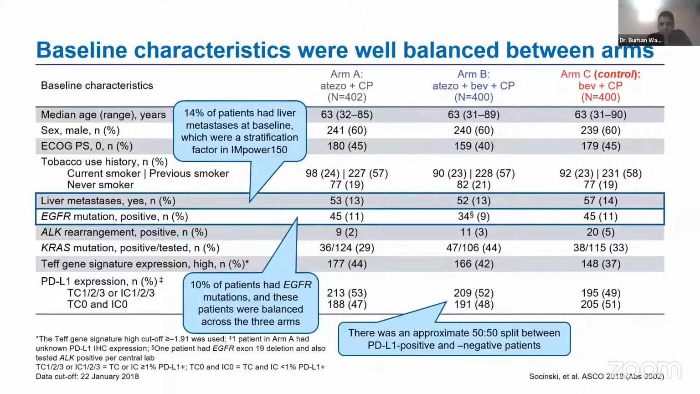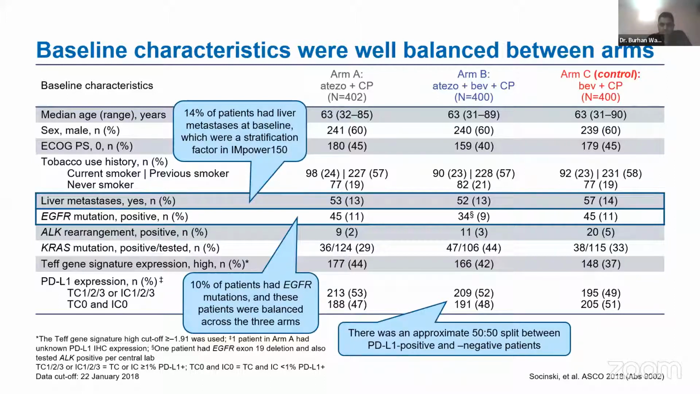So if we see the baseline characteristics, they were well balanced between the various arms. Overall, in these baseline characteristics, we can see patients with liver metastasis were enrolled, and close to around 14% of the patients had liver metastasis at baseline, which was stratified in the IMpower 105 trial.